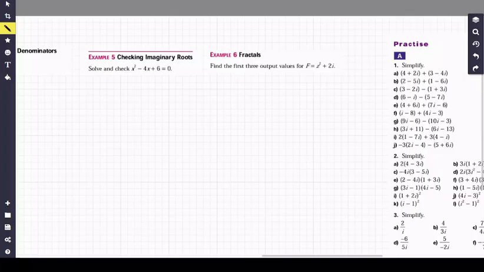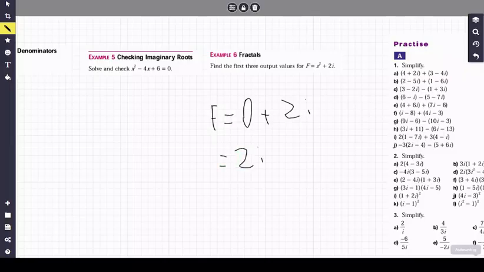So this fractal is an iteration. For example, let's say I have 0 plus 2i. This is going to be equal to f. So 0 plus 2i obviously is just 2i. So now this becomes my new z value.